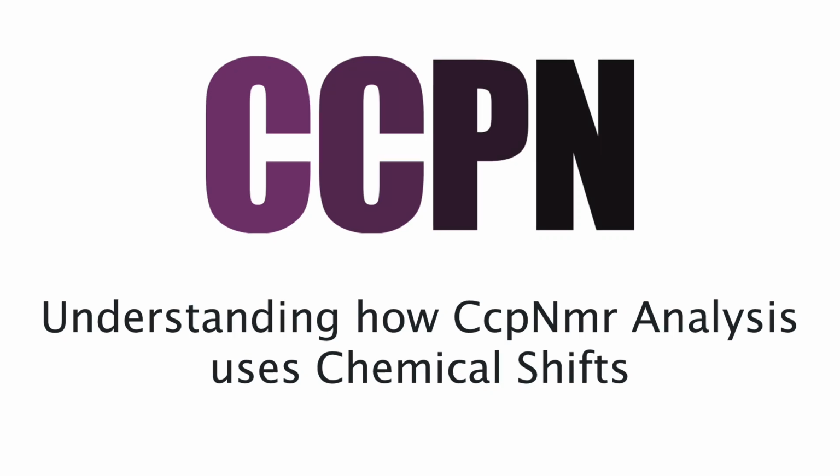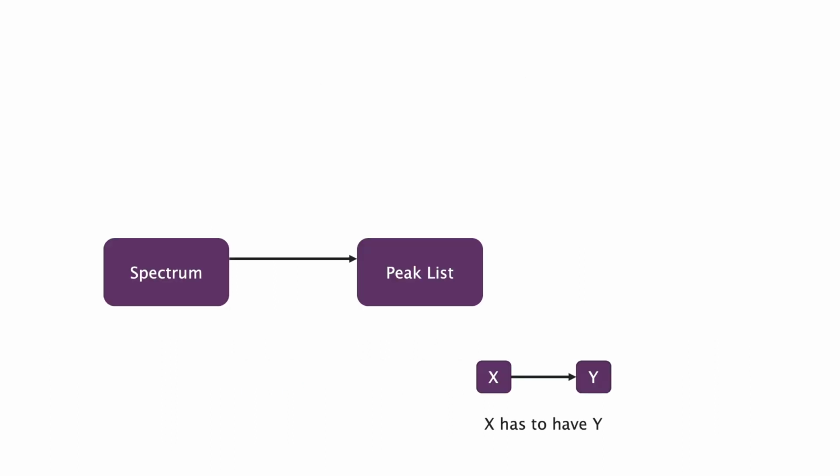Here is some background information on the way in which CcpNmr Analysis handles chemical shifts and also chemical shift lists. Many of you are probably familiar with the fact that every spectrum in your analysis project always has to have at least one peak list associated with it. Similarly, each peak list has to belong to a spectrum. In the sidebar, the peak list is always nested beneath a spectrum.